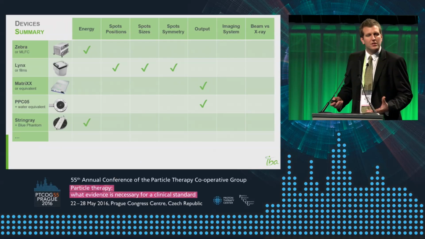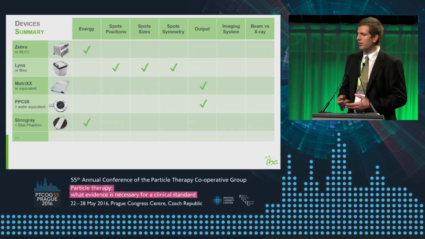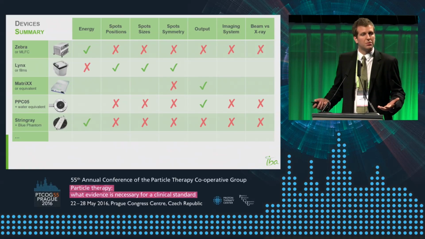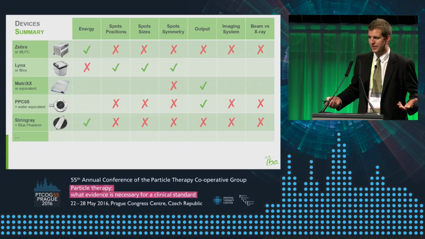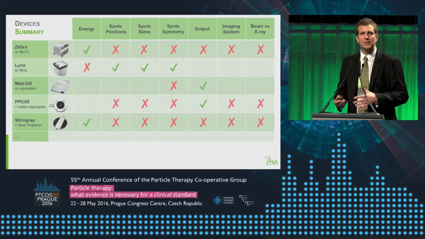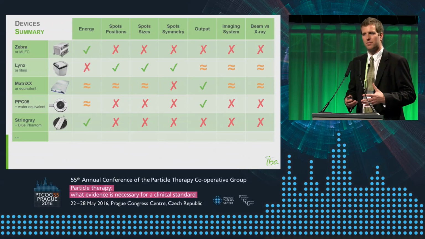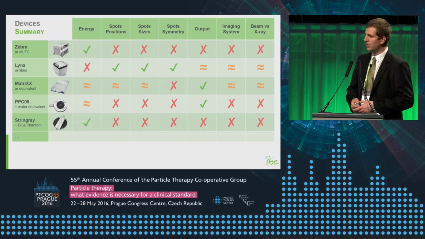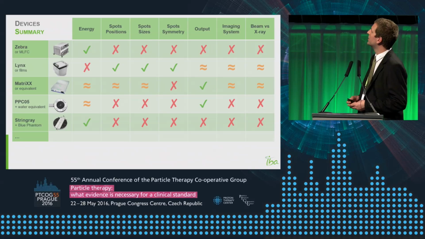The thing is that none of these devices is measuring everything. And if you look, for instance, at some of them, you cannot, with a Zebra, measure the spot properties. That's just impossible. In some cases, you can do some measurement, but it's always by using some jigs and not always the device as they are supposed to be used.